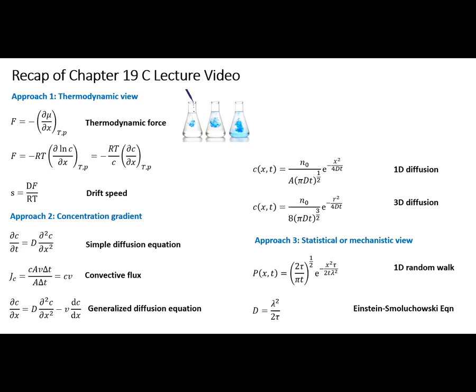In this chapter, we discussed the same phenomenological equations, but from three different perspectives. The first one being the thermodynamic view. Here we looked at the solid particles in a solution, which tend to decrease their Gibbs free energy by maximizing their entropy. So as they disperse, get diffused or dispersed in a solvent, their entropy increases.